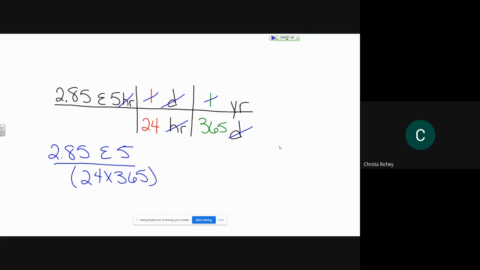If you do not use parentheses, what your calculator will do is take this top number, divide it by 24, store an answer, and then multiply that by 365. You have to use parentheses, or you can just multiply this out, and then divide that into the top number. So I get 2.85 E5 divided by parentheses 24 times 365. And what are y'all getting? No, 14's not right. And we want 3 numbers in our answer too.